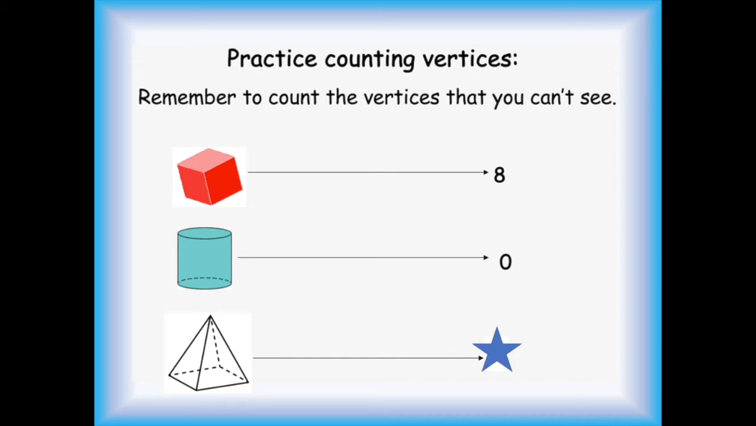Okay, last one on this page. How many vertices does the square pyramid have? Ready? Did you get 5? Look at the bottom. The square creates 4 vertices, and then all the triangles come up to a point for a 5th vertice.